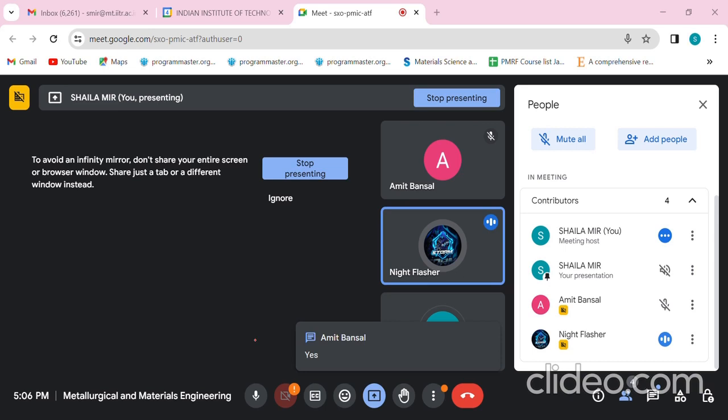You can tell the answer if you have calculated. What is the right answer? 0.18 micrometers. Okay, so the right answer is 0.18 micrometers.